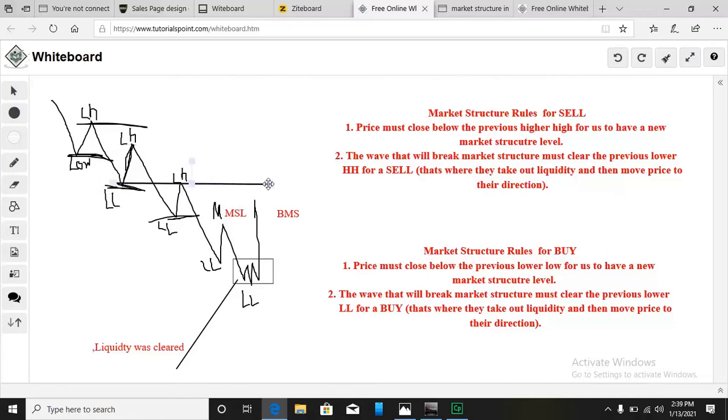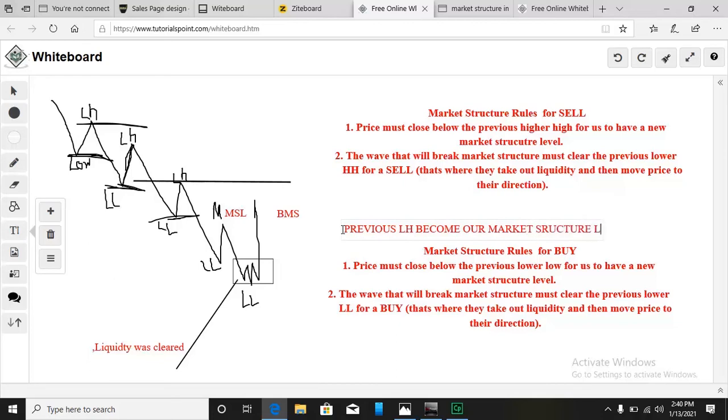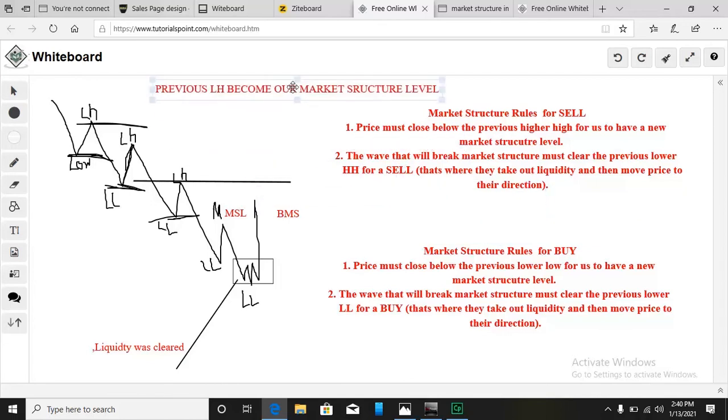Now this becomes our previous market structure level. Automatically, this previous lower high becomes our previous market structure level. What am I trying to say? I'm trying to say that the previous lower high, for a sell, becomes our market structure level. So you want to know that your previous lower high, when you are looking for a reversal to the buy side, the previous lower high before the lower low is what?